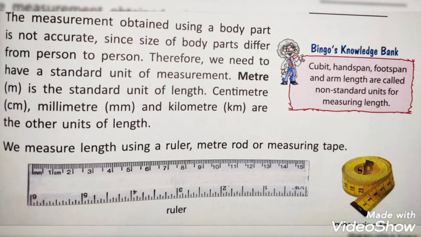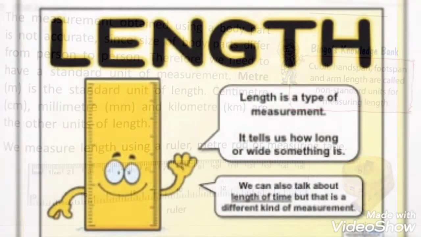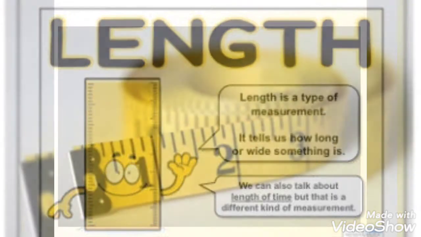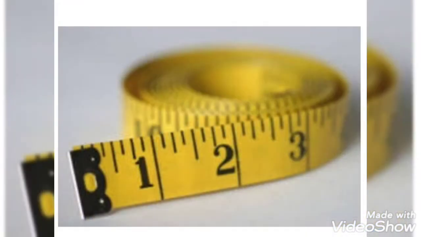Next, foot span. The distance covered by 1 foot step is known as foot span. Children, everyone's foot length differs. So, 1 foot step is known as foot span. So, the distance covered by 1 foot step is known as foot span.